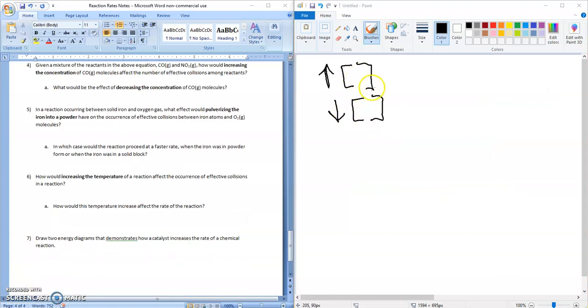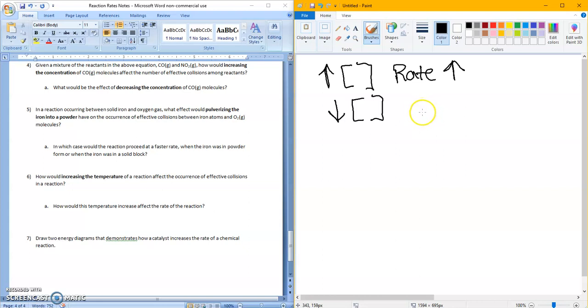All right, so for number four, if I have carbon monoxide and nitrogen dioxide, and I increase the concentration of the carbon monoxide, what would happen to the rate, or what would happen to the ability to create collisions? Well, the rate or collisions would have to increase, because if there is more carbon monoxide, then there's more chance that they are going to hit a nitrogen dioxide.